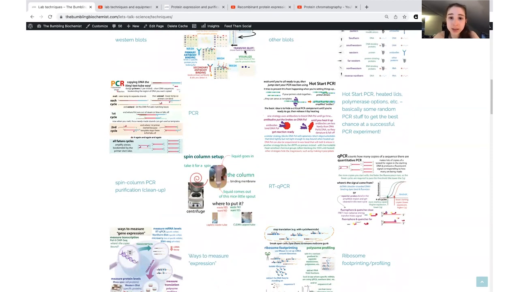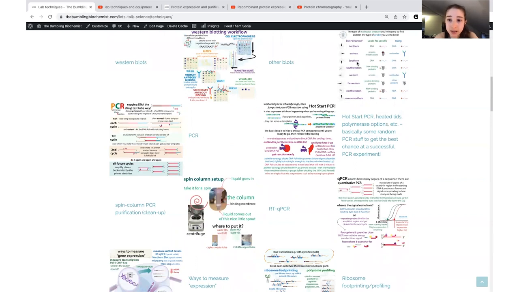The Northern and the Southern, although they're still used in certain cases, have often been superseded by PCR-based methods. PCR, polymerase chain reaction, is a way that you can make lots of copies of a specific sequence of DNA. You use short pieces of DNA called primers, and you design these primers so that they bookend the region of the DNA that you want copied. Then the DNA polymerase copies this region.